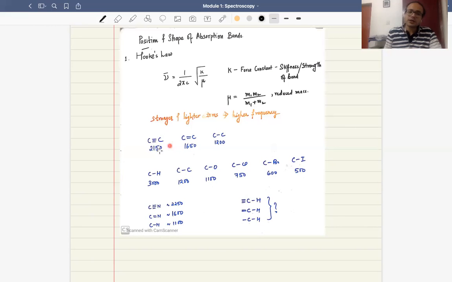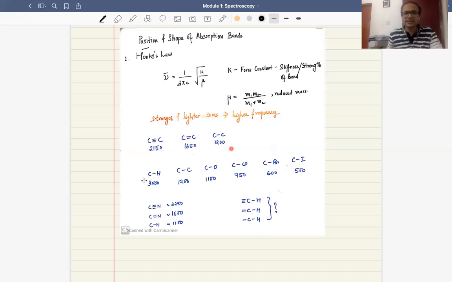Accordingly, you see C triple bond C is 2150, C double bond C is 1650, and C single bond C is 1200. Very much in line with Hooke's law, as the force constant decreases, the value of the frequency also keeps decreasing.